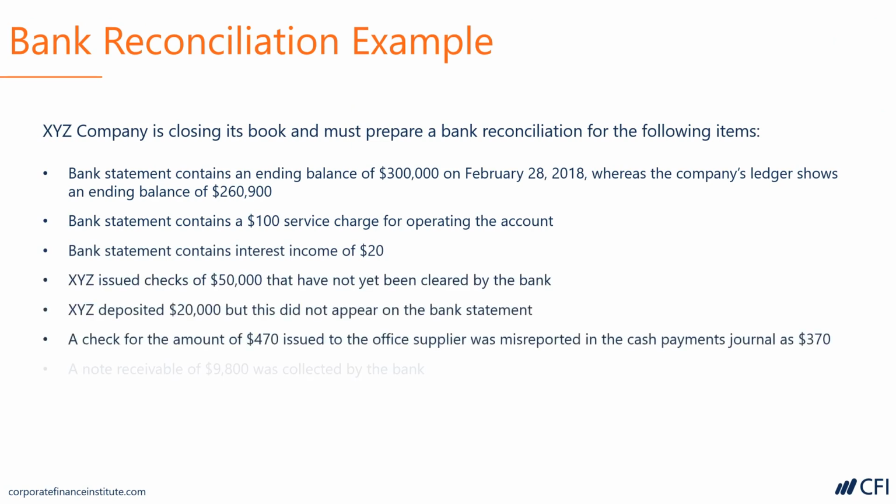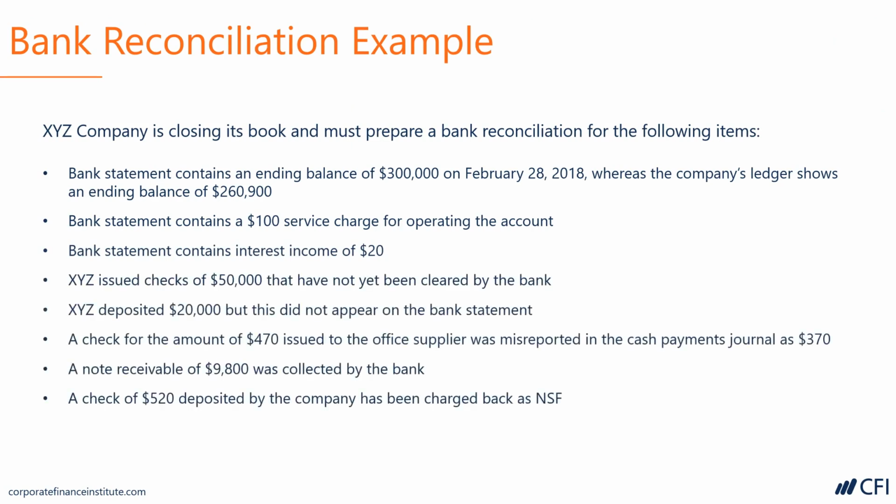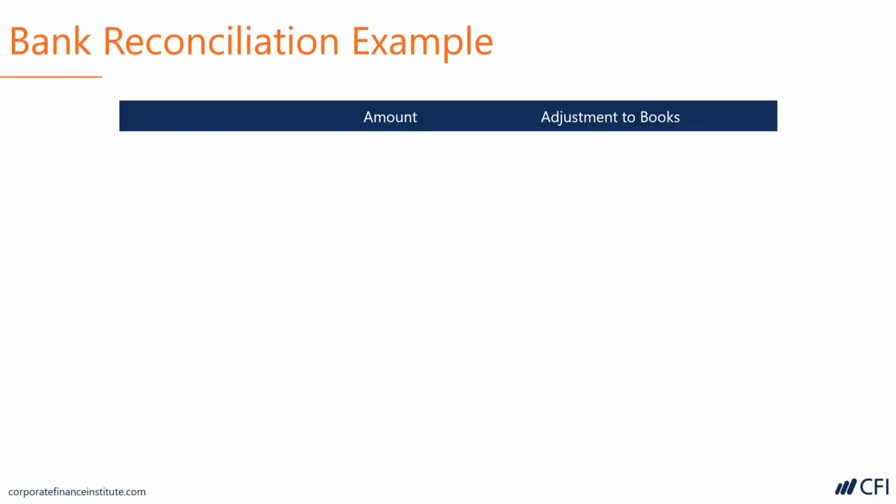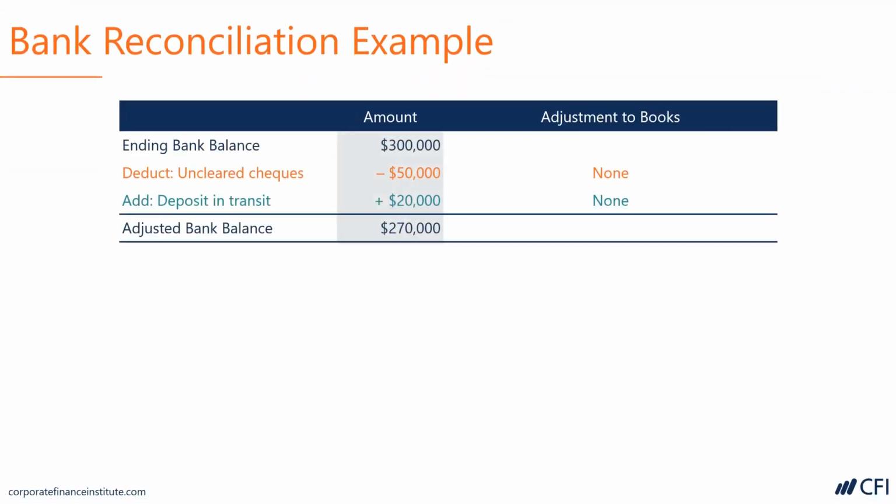Here is a series of information about a company. We are going to take all of these data points and use them to perform the bank reconciliation analysis. Please note down these numbers if you want to try it on your own. As you'll see in the solution here, we take the ending bank balance, deduct any uncleared checks, add any deposits that are in transit, and we get the adjusted bank balance.